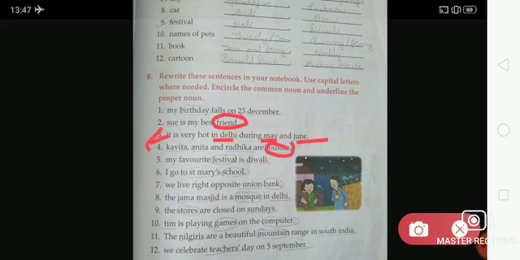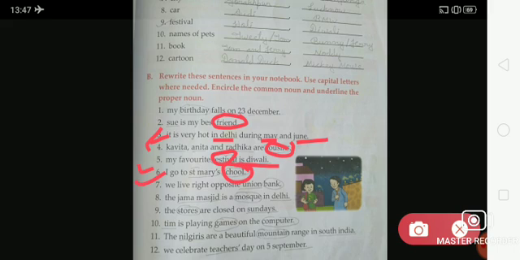In number 5, my favorite festival is Diwali. Students, festival is a common noun, so we will circle it, and after that we will change the first letter of Diwali into capital and underline it. Number 6 is I go to St. Mary's School. Students, the first letter of St. Mary's will be capital, and school is a common noun, so we will circle it.